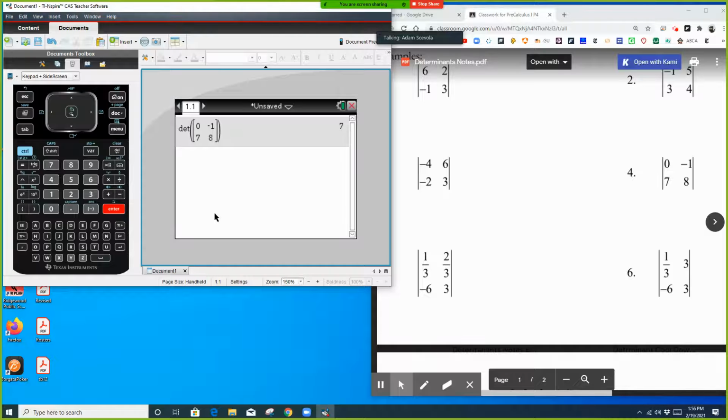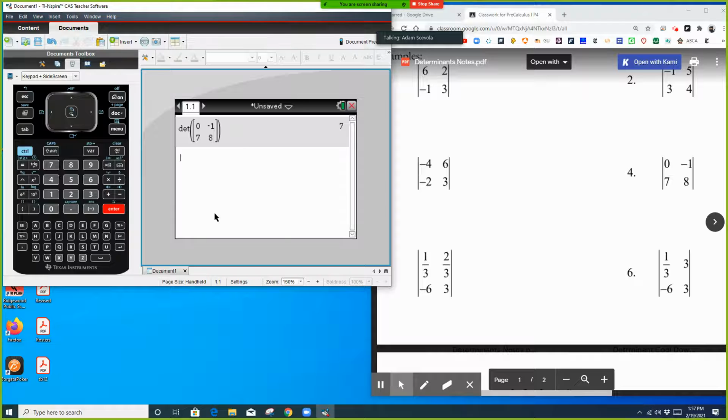Now, if you don't have a TI Inspire, but you do have a graphing calculator, like a TI-84 or TI-83, you can also do determinants on there. So try to figure it out. But if you can't, just ask. I could definitely show you how to do it. I just don't have the software on my computer to show you, but I could definitely walk you through it if you need it.